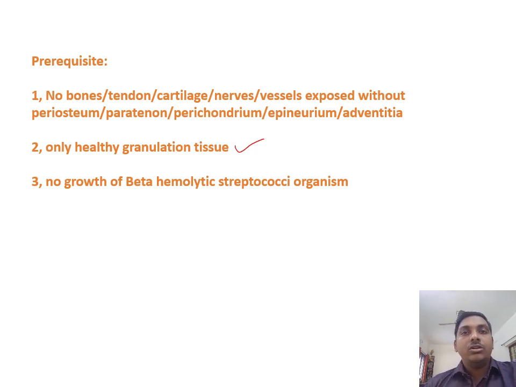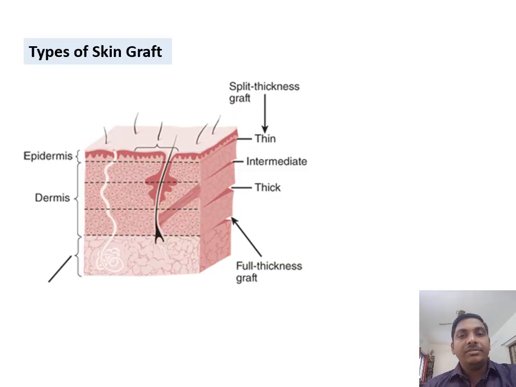And there should not be any growth of any organism, particularly beta hemolytic streptococci. If you place a graft and open it after 5 days, which is going to be the first look, the graft will get totally lysed by beta hemolytic streptococci. So there should not be any active infection, and there should be healthy granulation tissue for the graft take to happen.